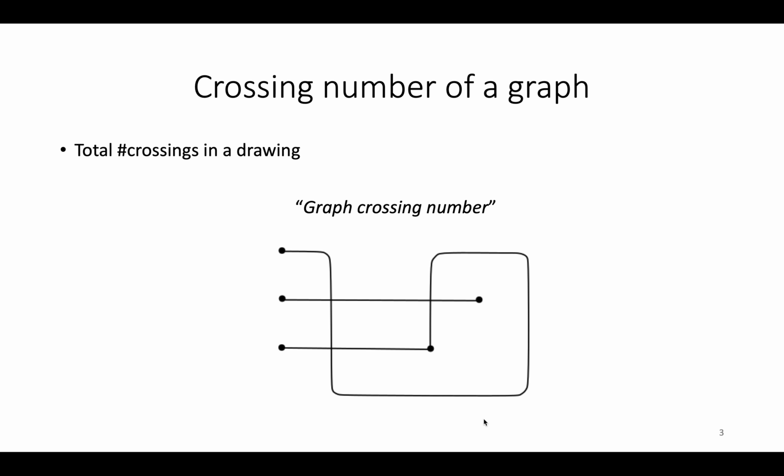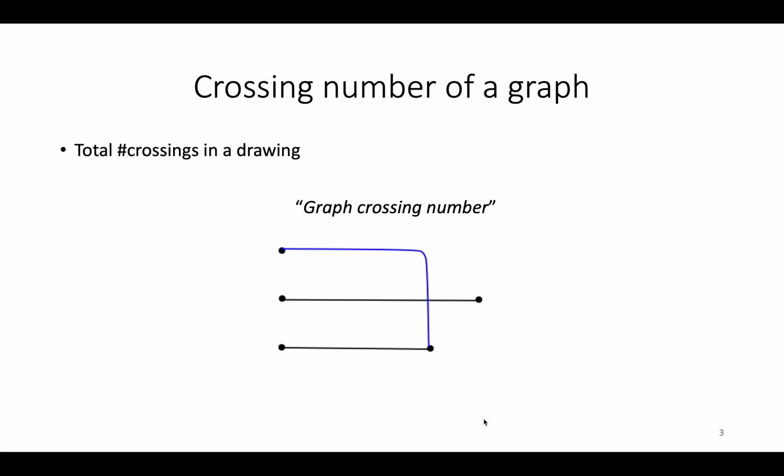Let's look at an example. In this subgraph, we could reroute the top edge into this blue edge in order to decrease the total crossings in the graph. We could further decrease the number of crossings by rerouting other edges in this graph.